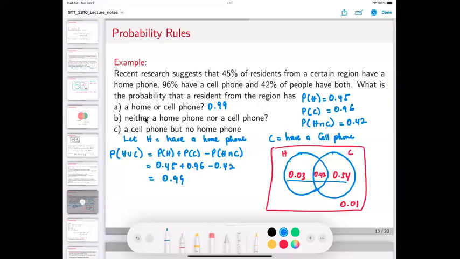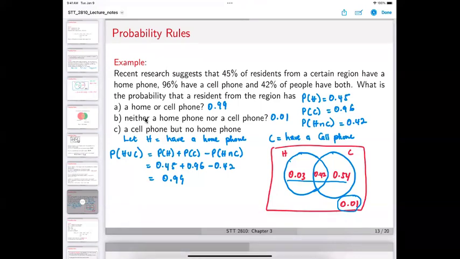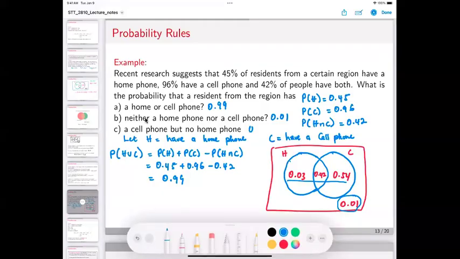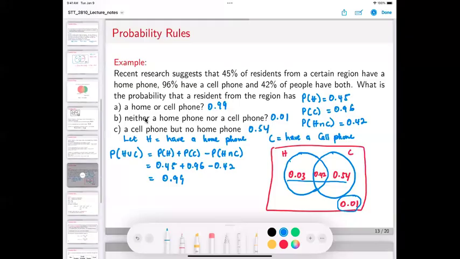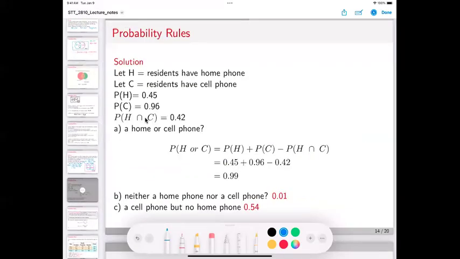Now, neither a home nor a cell phone. We can use the Venn diagram. It's here. Neither a home or a cell phone, 0.01. Is that okay? A cell phone, but not a home. What do you think that answer would be? A cell phone, but not a home. 0.54. So this is made easy by the Venn diagram. Is that okay? So it's very important to master how to represent this information on the Venn diagram. So this is the same thing we just did.